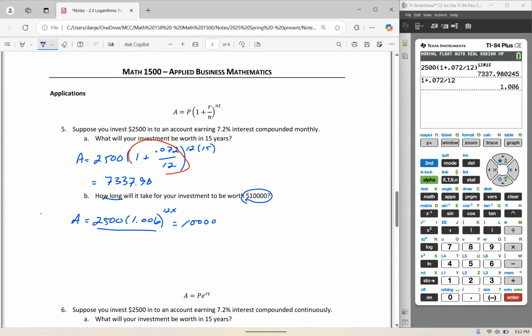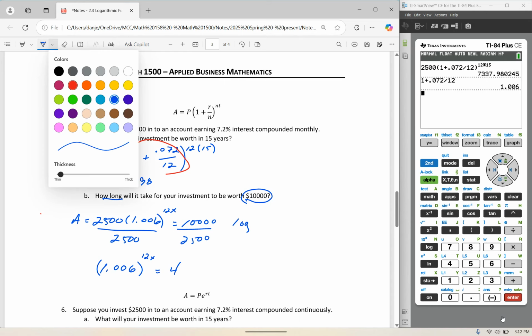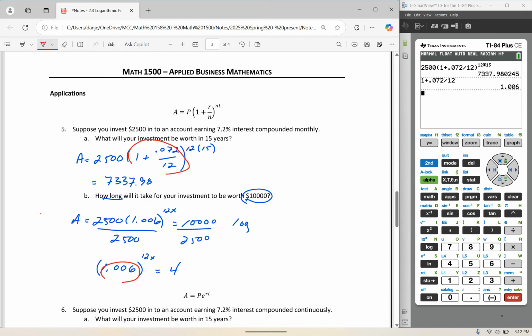Well, that means if I divide both sides by 2,500, 1.006 to the 12x would equal 4. Now, to solve this for x, I have log this 1.006. This is the base of the logarithm. Log base 1.006 of 4 equals 12x. Go back to blue.